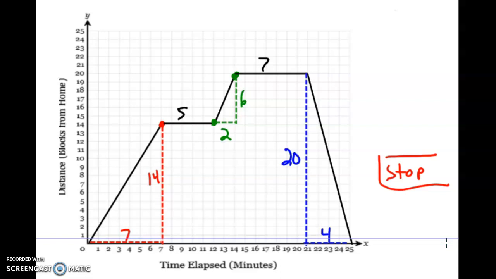And that's it. That is graphing stories using the ratio method.